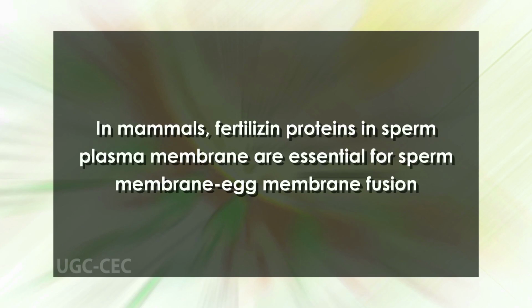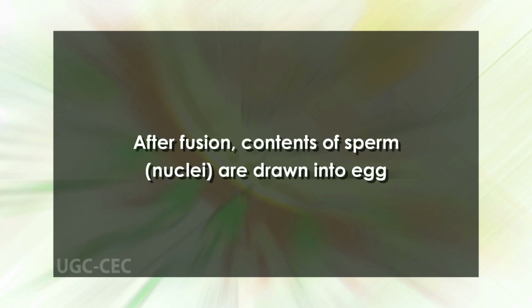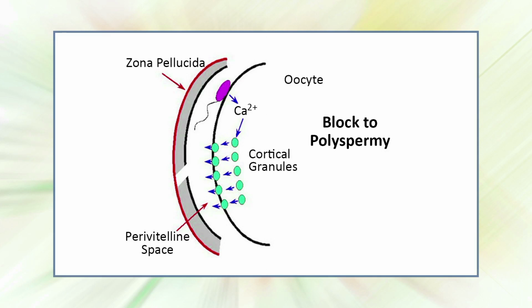In mammals, the fertilizing proteins in the sperm plasma membrane are essential for sperm membrane to egg membrane fusion. The acrosomal reaction alters the sperm surface so that it can bind to and fuse with the plasma membrane of the egg. After fusion, the contents of the sperm, that's the nucleus, are drawn into the egg. Fusion with sperm activates the egg, leading to the cortical reaction. Upon fertilization, the intracellular calcium ion concentration of the egg increases greatly.